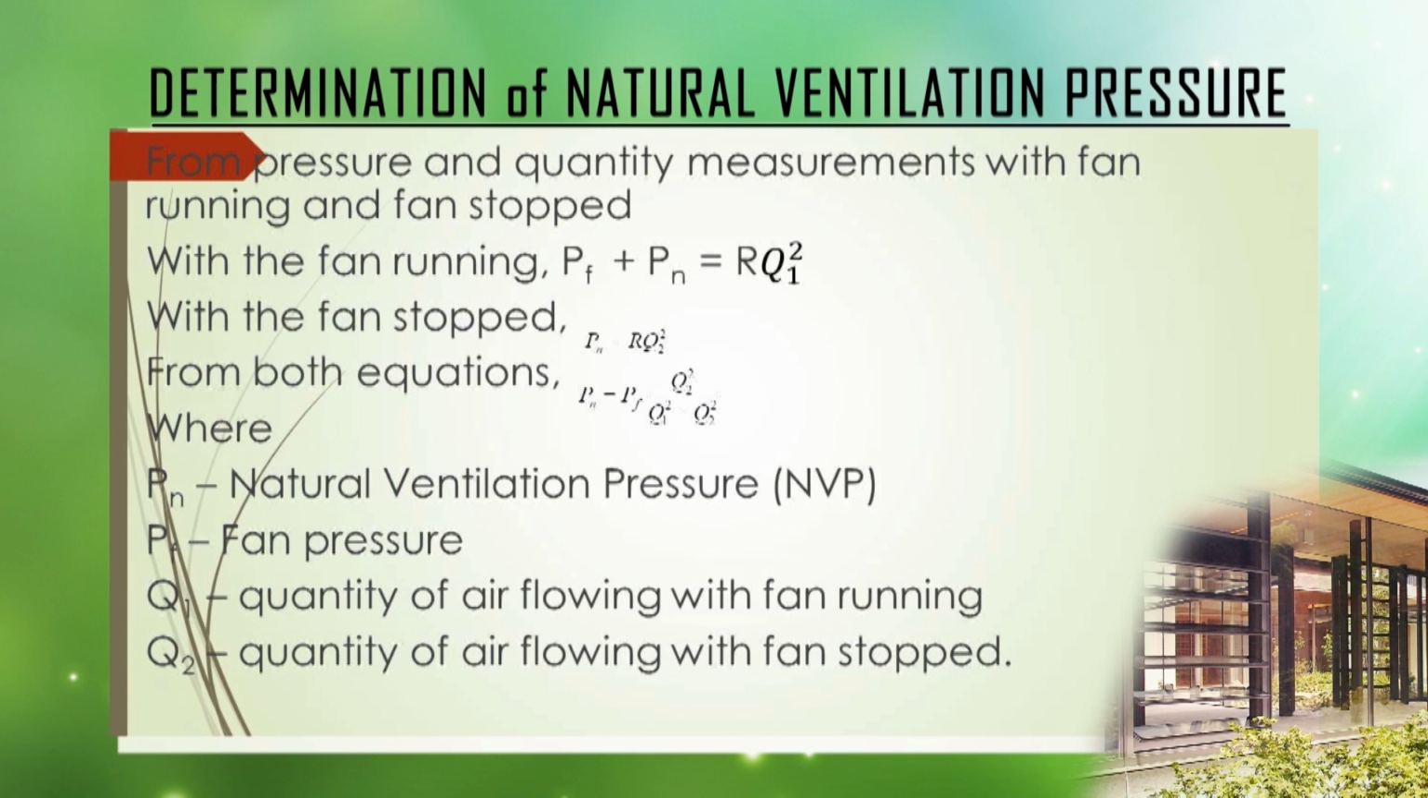R is the same, but Q2 is the flow caused by natural ventilation, and from both equations we can calculate Pn equal to Pf Q2 squared by Q1 squared minus Q2 squared. Here Pn is natural ventilation pressure, Pf is fan pressure, Q1 is quantity of air flowing with fan running, and Q2 is quantity of air flowing when the fan is stopped.